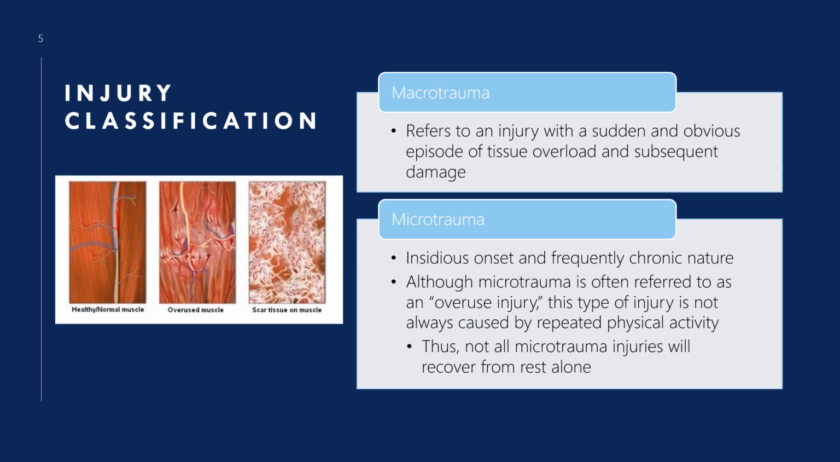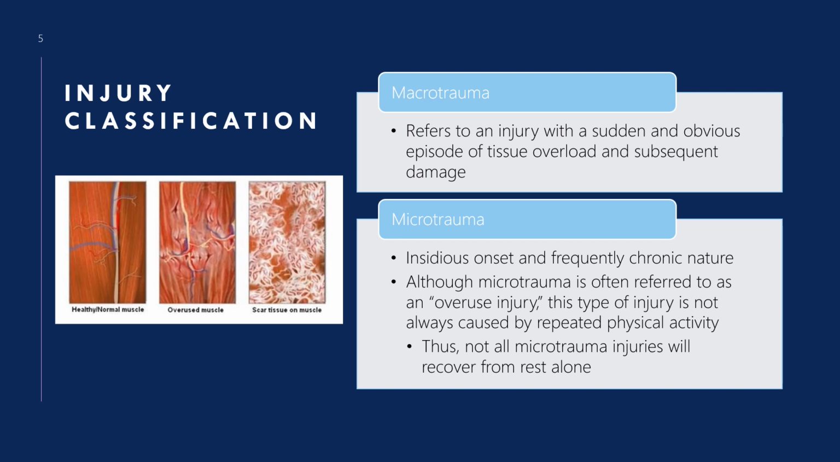Macrotrauma and microtrauma are 2 terms used to describe different types of injuries based on the magnitude and nature of the trauma involved. Macrotrauma refers to a significant, acute, and often visible injury caused by a single traumatic event. It typically involves a sudden and forceful impact or excessive stress on the body.